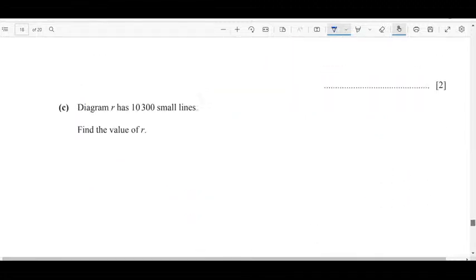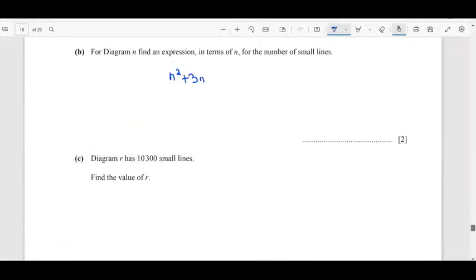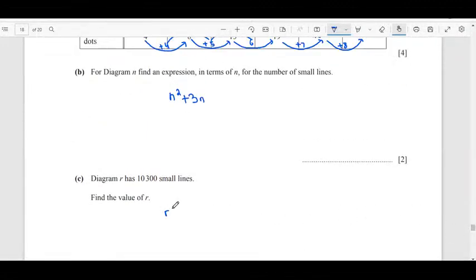The next part says the diagram R, so there's some diagram R and it has 10300 small lines. Find the value of R. So if it is the diagram R, we are going to write it down this way. R squared plus 3R equals 10300. So R squared plus 3R minus 10300.